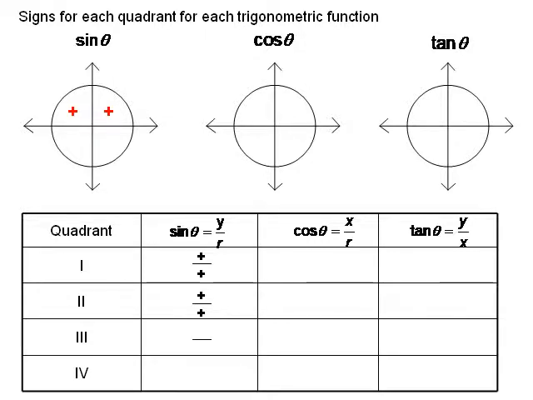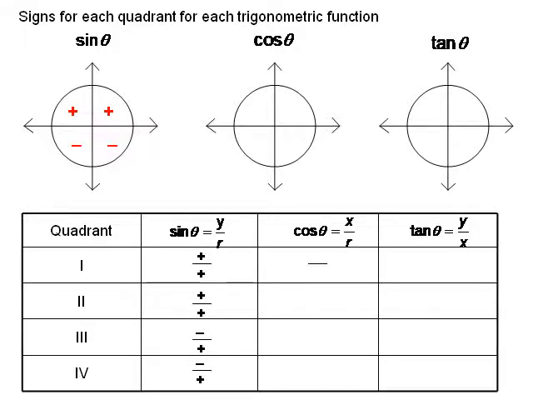In our third quadrant, y values of any point in the third quadrant are negative. R, our radius, is always positive, so an angle terminating in third quadrant will have a sine that is negative. In fourth quadrant, y is negative, r is positive, so a negative divided by a positive is always a negative. So again, the sine of an angle terminating in quadrant 4 will be negative.